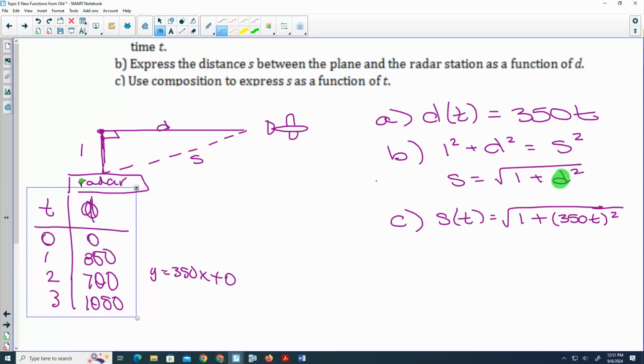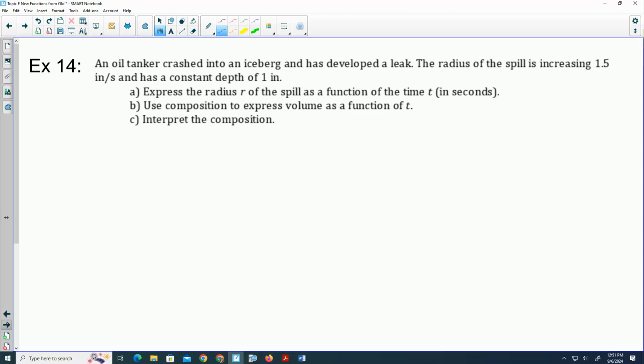Take a second and see if you could start this problem. We'll just pick it up here and make sure everybody's on the right track. Okay. So we have an oil tanker that crashes and develops a leak. The radius of the oil spill increases 1.5 inches per second and has a constant depth of 1 inch. So what is the radius as a function of time?